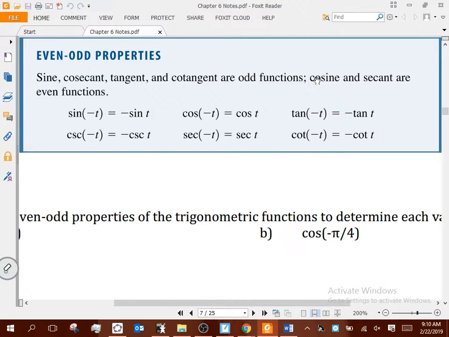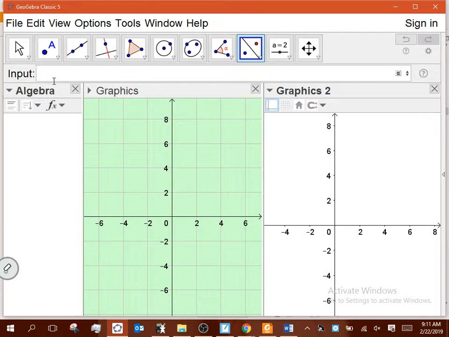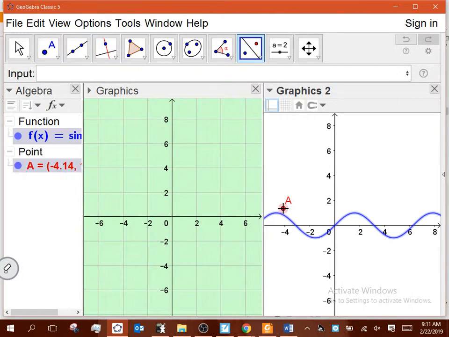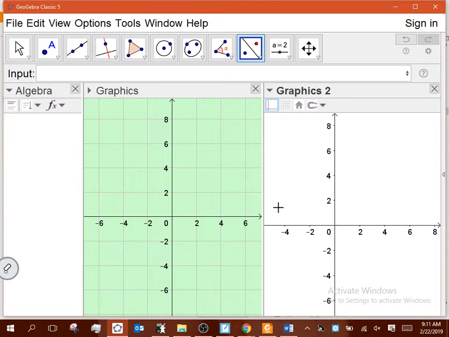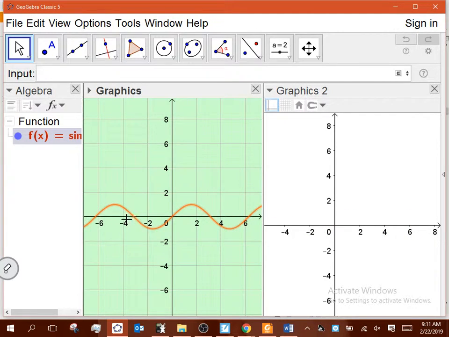So if we go up here, it says cosine and secant are your even functions. Does that make sense? Because they are the ones that are symmetric across the y-axis. The other ones are odd functions, so let's talk about an odd function real quick, seeing that visual. That's talking about the sine of x. So it's that curve, sine of x.